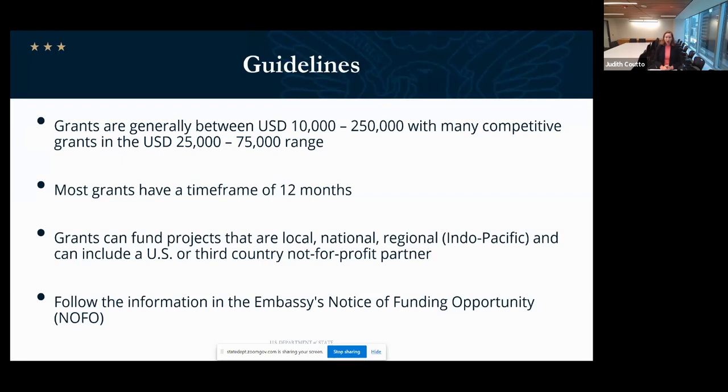countries. All of the information about our grants is available on our website, on the embassy's website. It's called the NOFO, the Notice of Funding Opportunity. And everything that I'm telling you through this session is outlined in that document. And it forms the basis of us seeking applications for grants.